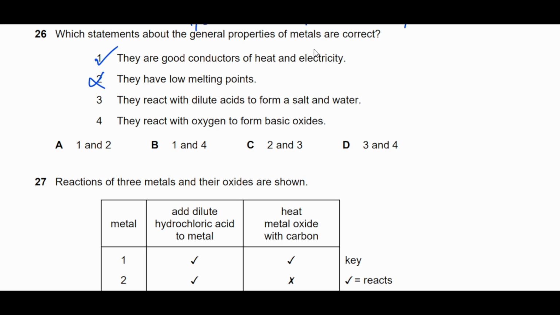Okay, general properties of metals. A lot of metals have high melting points. Okay. They react with dilute acids to form salt and water. That is incorrect. They don't form salt and water. They react with oxygen to form basic oxides. That's true. They will form basic oxides when reacting with oxygen. Answer is B.